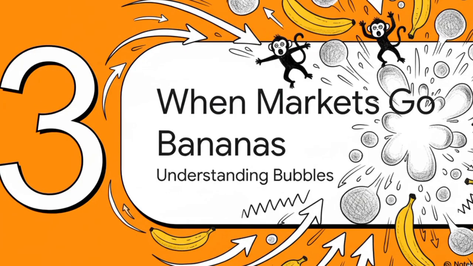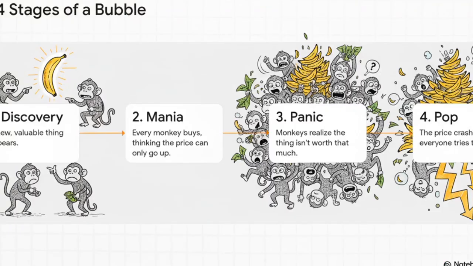Okay, so now let's zoom out, because this whole monkey and banana thing isn't just great for personal finance. It can actually help us understand these huge, crazy market forces, like what happens when things go totally bananas. You see, a financial bubble basically has 4 stages.